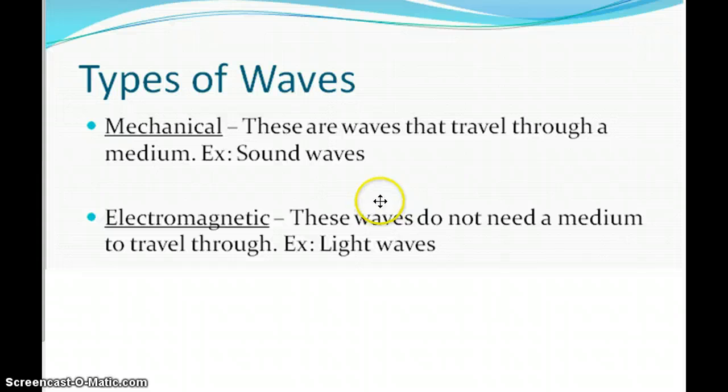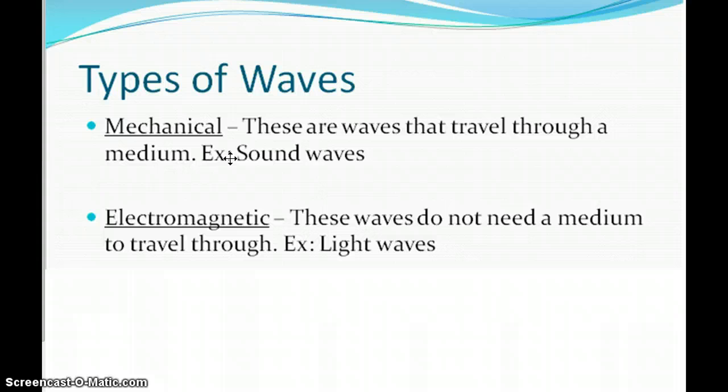Electromagnetic waves do not need a medium to travel through. An example would be light waves. This is why the sun's light can get to Earth, because it doesn't need matter to travel through. If light was a mechanical wave, we would be a frozen rock. We would not exist. So sound is a mechanical wave, has to have matter to travel through.